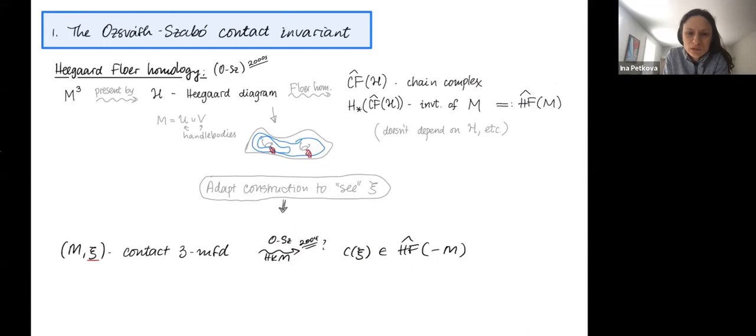But a couple of years later, Hendricks and Matic redefined this invariant in a much more computationally, visually, topologically appealing way. And that's the definition I'm actually going to focus on. I find it much easier to understand.